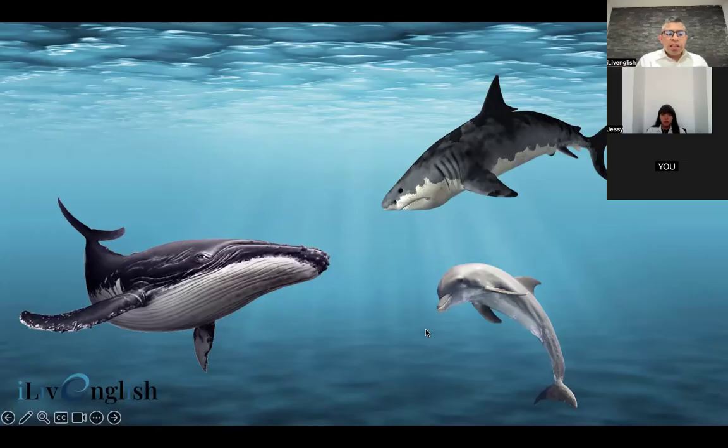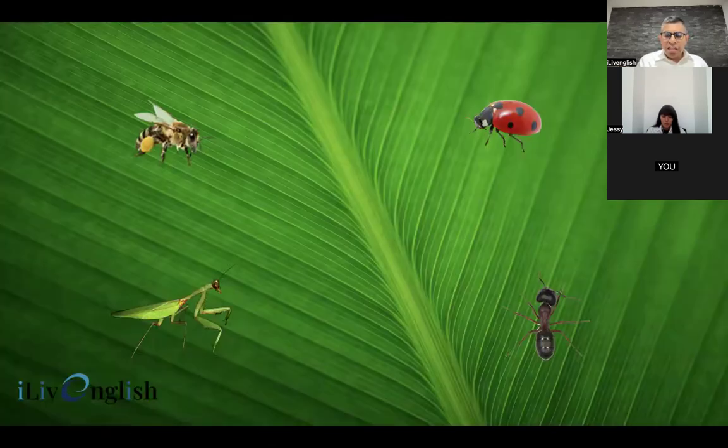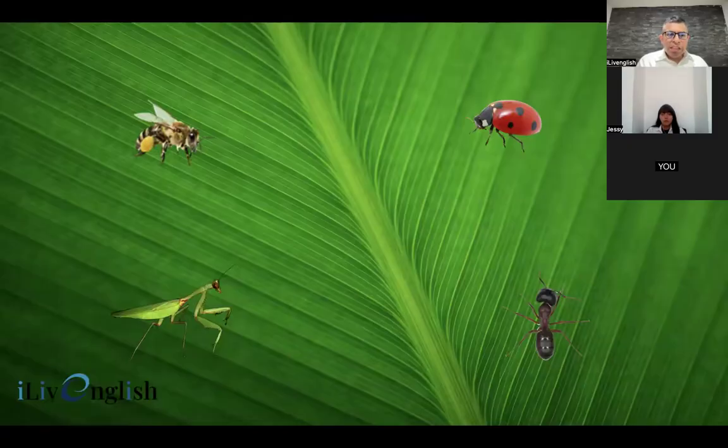Let's practice with the biggest versus the smallest. Question, which is the biggest aquatic animal? Yes, the whale, the shark, or the dolphin? Excellent. Next. So you can say the smallest one. Perfect. Excellent.